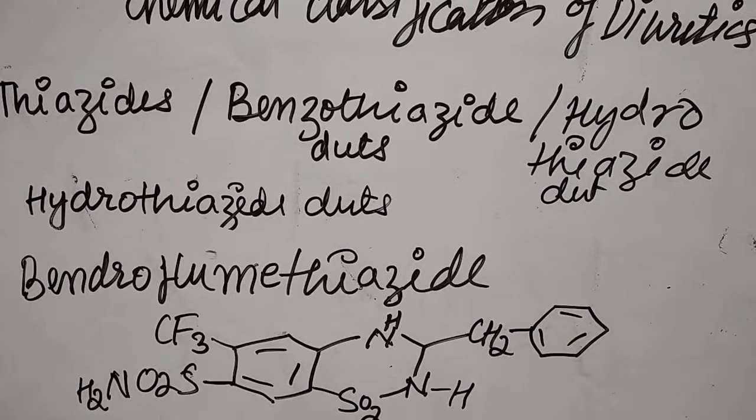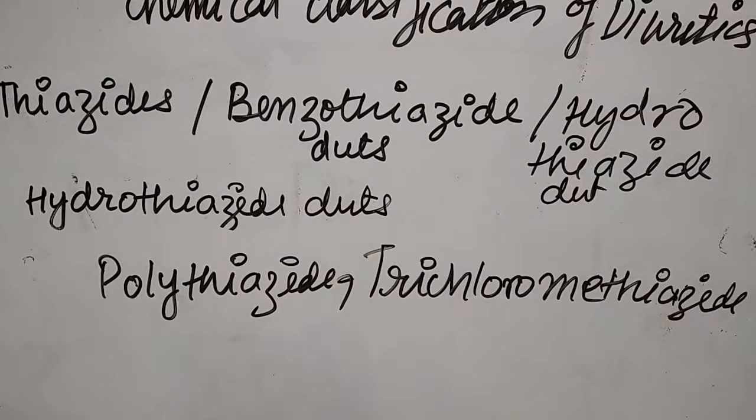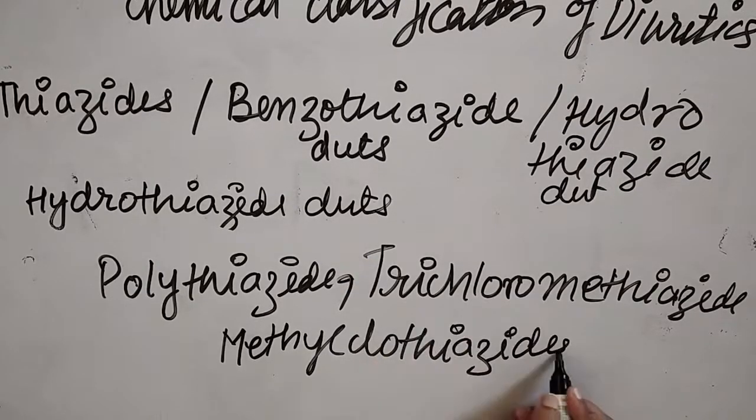Many other examples are also there: polythiazide, trichloromethiazide and methylchlorothiazide. These are all examples of hydrothiazide derivatives. So this is the first category, thiazide derivatives or benzothiazide derivatives.